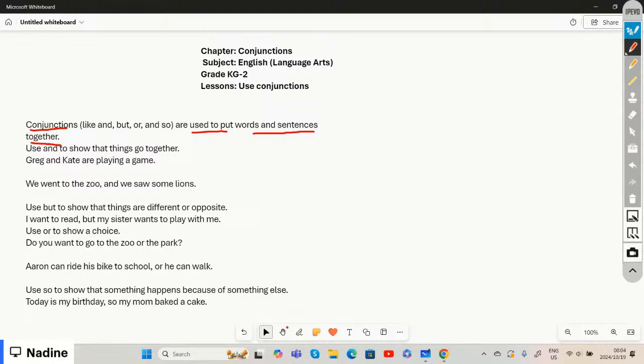So if we, for example, write a series down or sentences, and we need to add a conjunction, then the conjunction, which is and, is used to show that things go together. And if we look at an example of a conjunction, it says Greg and Kate are playing a game.